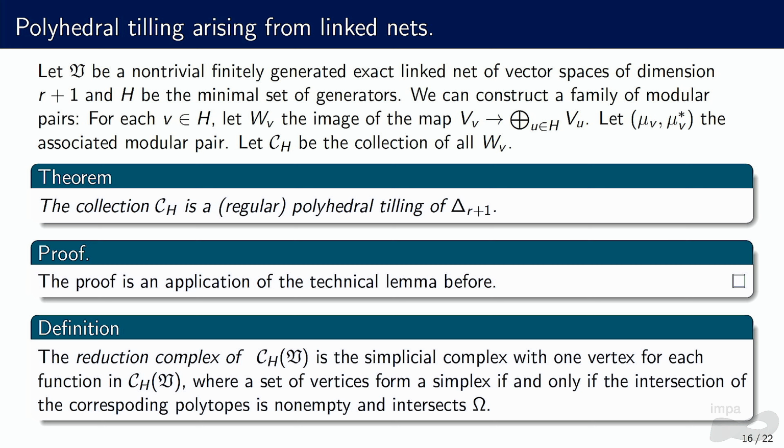Associated to this tiling, we have this reduction complex, which associates a simplex to each vertex, and a set of vertices is a simplex if the intersection of the corresponding polytopes is non-empty and intersects omega, where omega is always the relative interior of delta R plus 1.